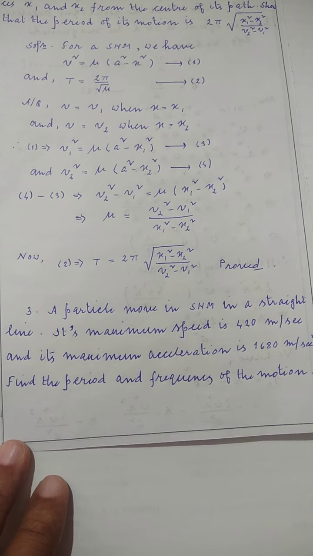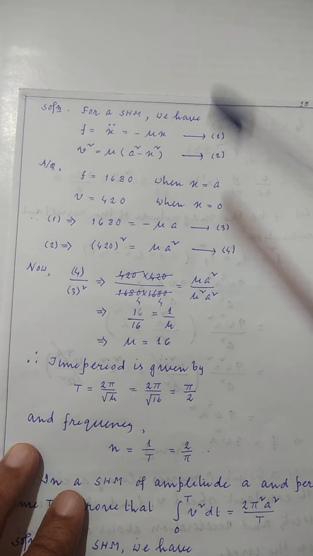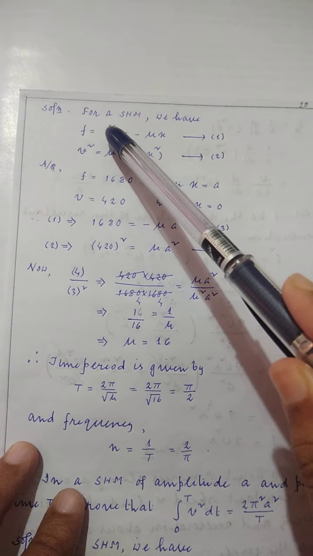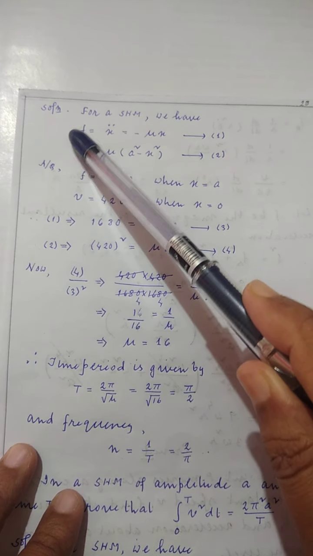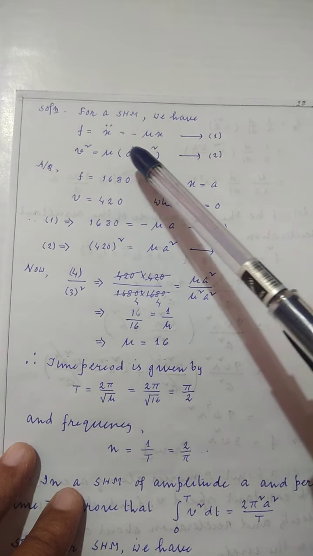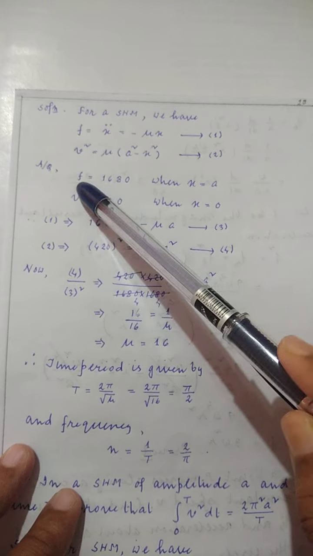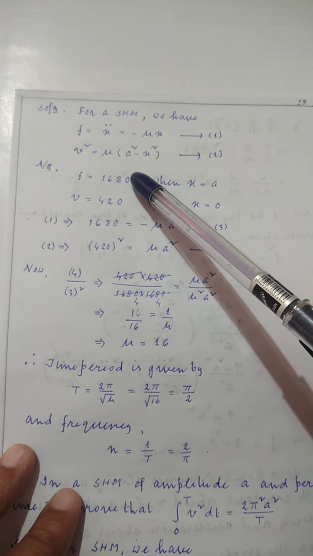So how to proceed? You know that for a simple harmonic motion, acceleration we denote by x double dot. So we can write x double dot is equal to minus mu x. This x double dot expression I have written as f, acceleration I have denoted by f, and v square is equal to what? It is mu into a square minus x square. So according to the question, what is the value of f? F is equal to 1680 meter per second square.